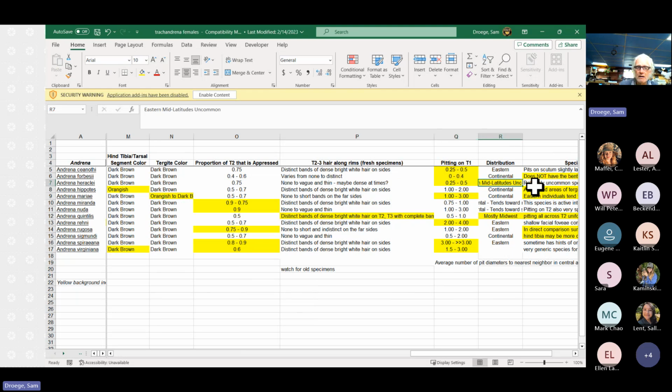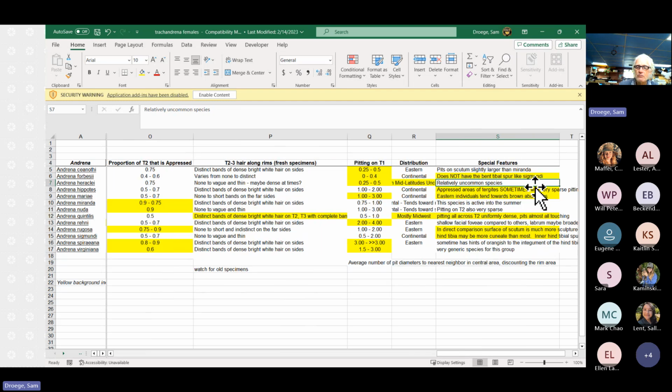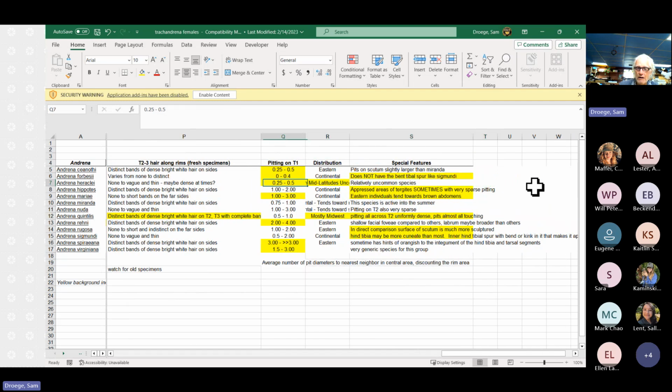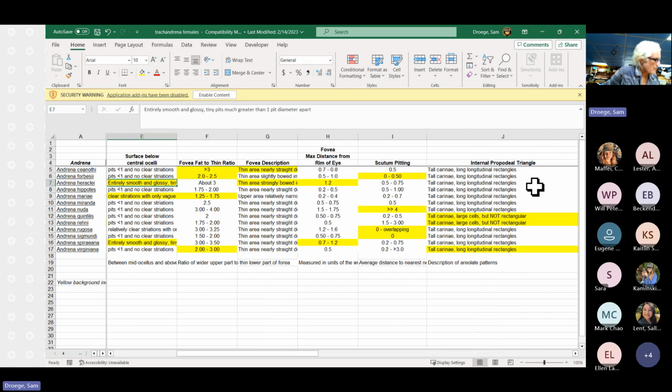That'll be important in its sister taxa, telling it apart, which has very widely spaced pitting on T1. And note about it being in the mid-Atlantic. It says uncommon. I guess that's maybe true. I thought it was pretty regular in our area, but perhaps not. Okay, let me pull that.